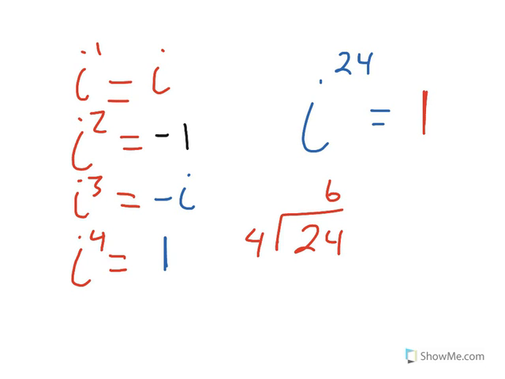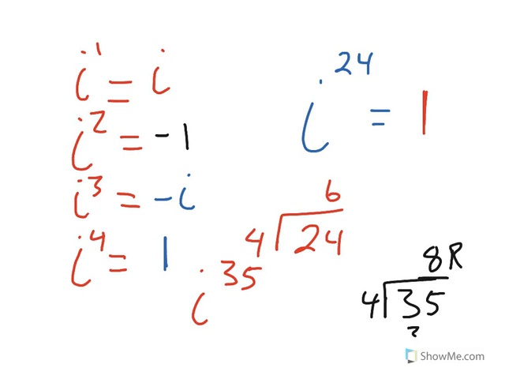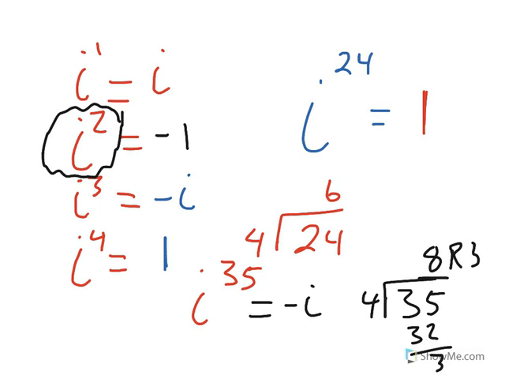If it was i raised to, let's say, the 35th power, I'd do the same thing. I'd take 35 and divide it by 4, and that gives me 8. That's 32, with a remainder of 3. So i to the 35th power is equal to -i. That's how you figure out what it's equal to, just in case it gives you something like that. But the key thing you will need is that i squared is always going to be equal to -1. So I'm going to go over examples now.